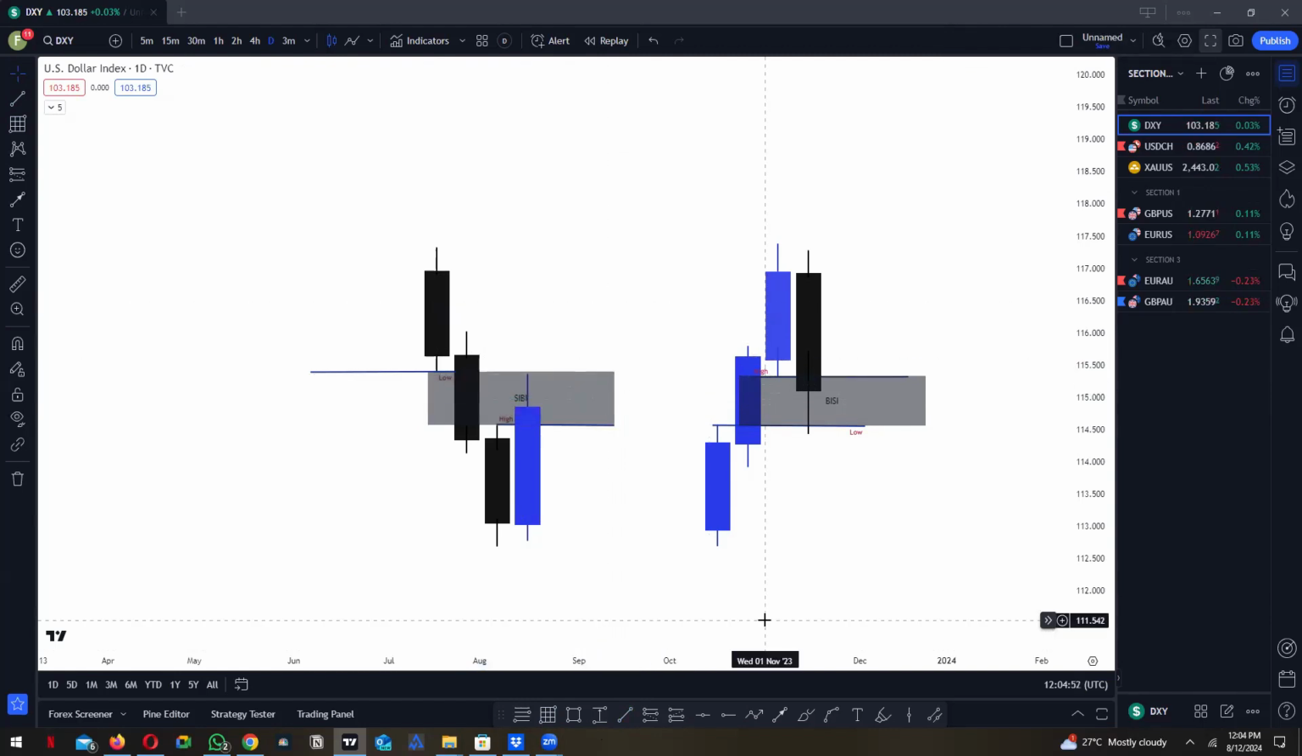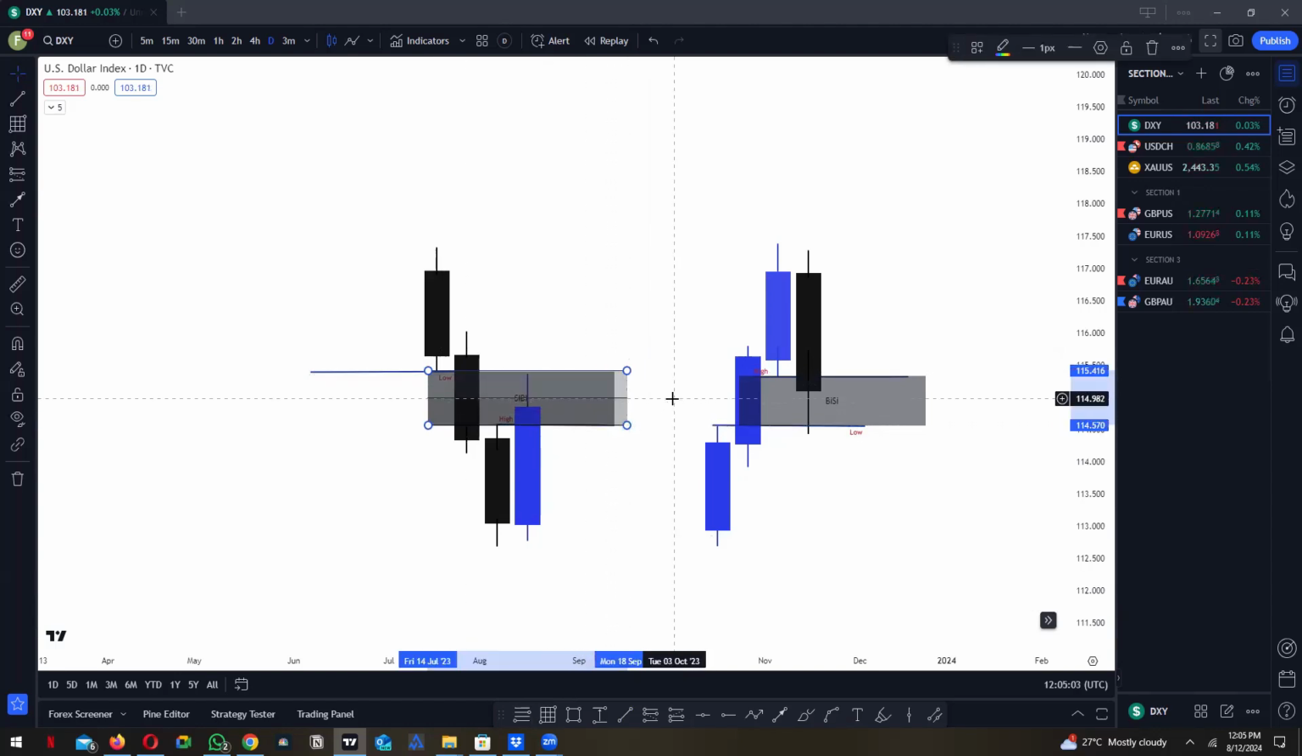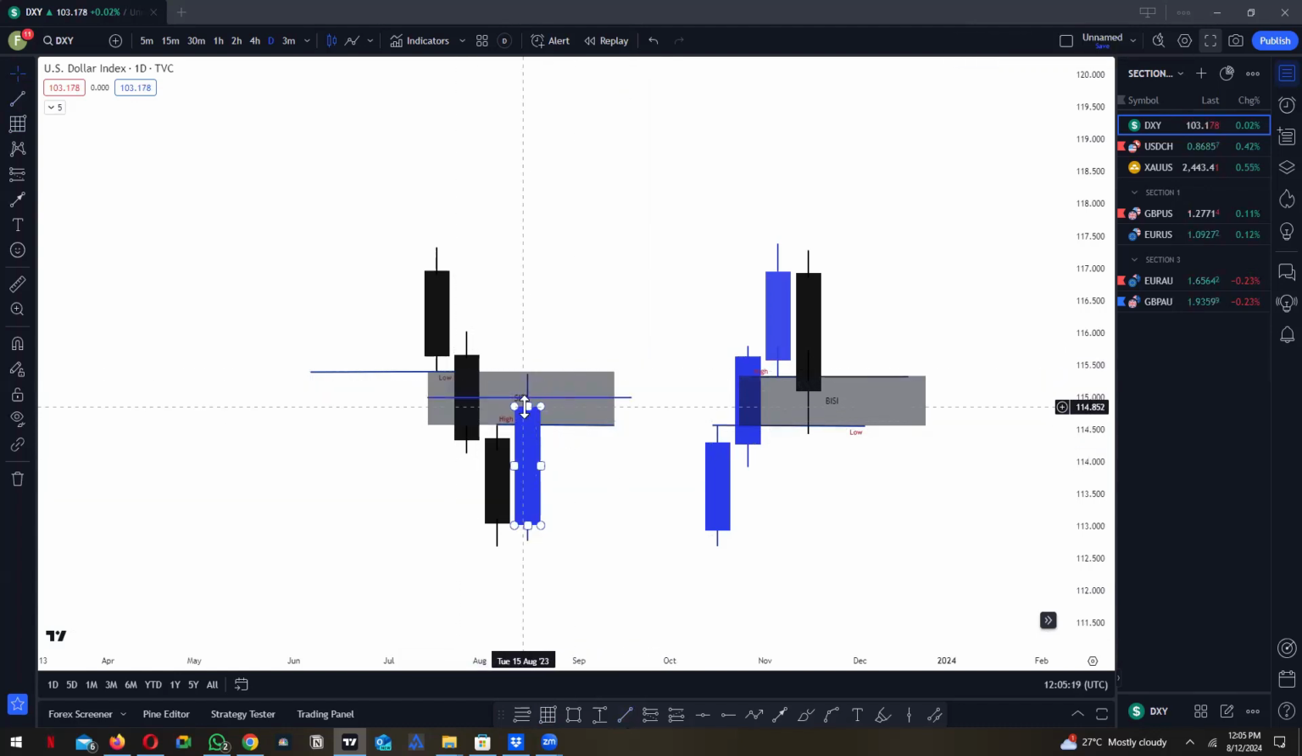The consequent encroachment of the fair value gap is basically 50% of its range. You clearly see here that 50% of this fair value gap is right here. So when price is pulling back into a fair value gap, we expect price to at least respect this 50% of this gap. At least goes above it, then comes back to close below for us to take our entry.